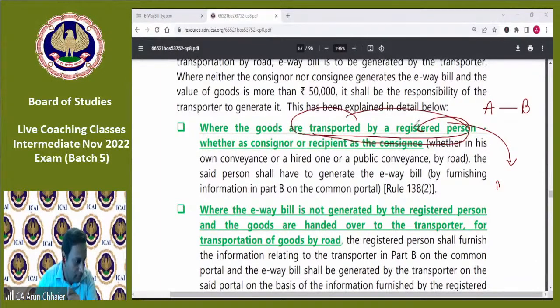First question's answer. Brother Akash. Mahadev. Third condition is transporter to consignee.